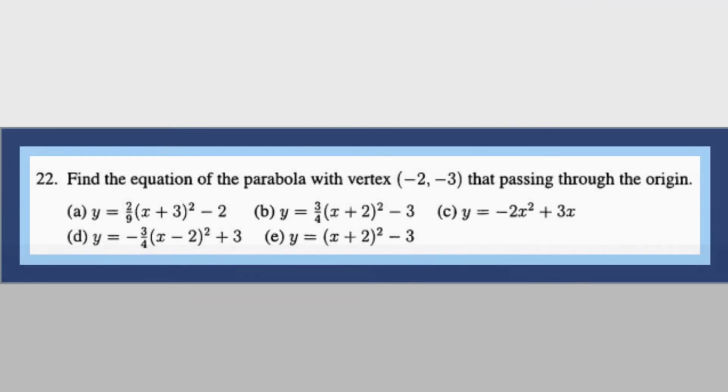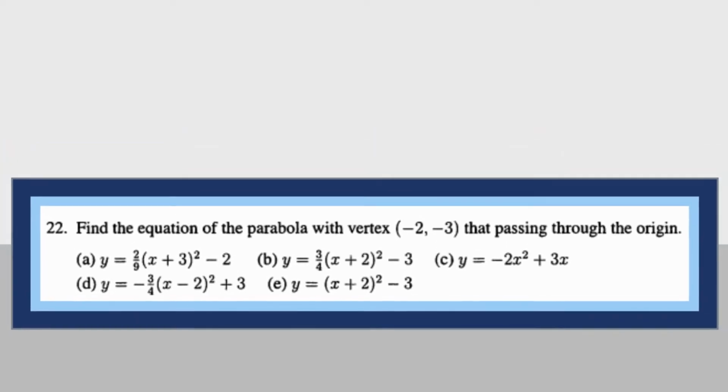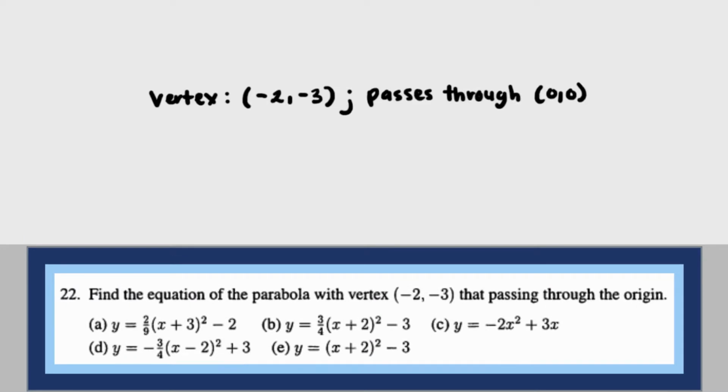Alright guys, so for number 22 it says find the equation of the parabola with vertex -2, -3 that is passing through the origin. So I'm going to write all this information down real quick. Alright guys, so I wrote down everything. Things that stood out is that this parabola has a vertex of -2, -3, and it also passes through the origin. In other words, the origin, that coordinate represents 0, 0. So that's all the information that stuck out.